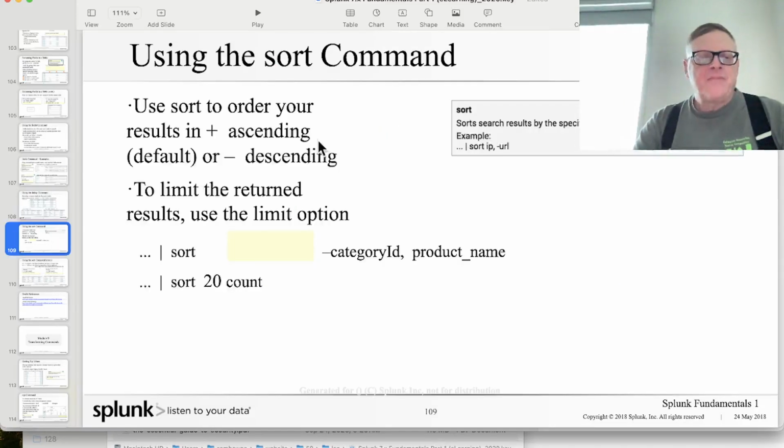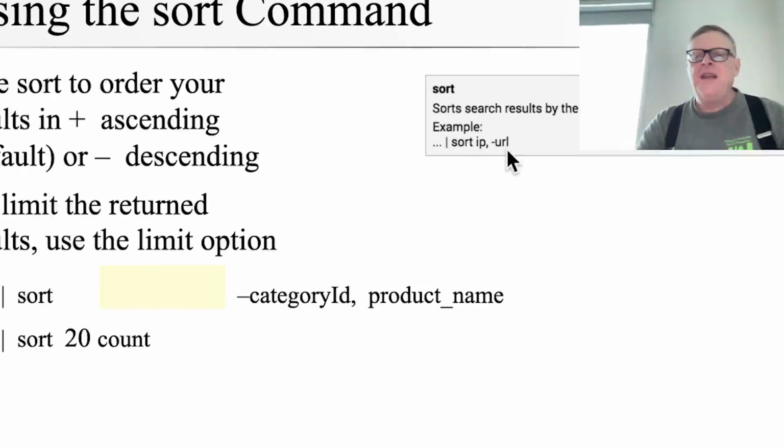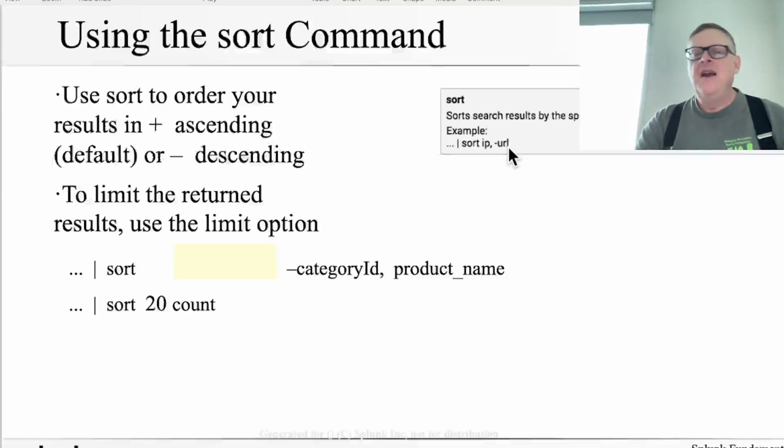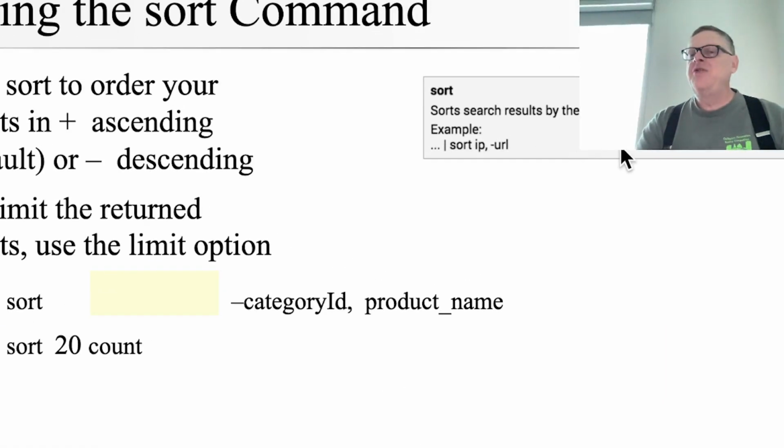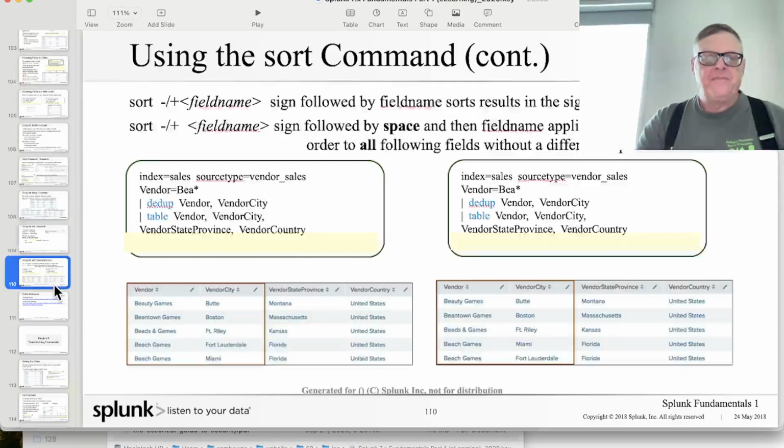So you can sort things. You can sort them ascending or descending. All right. Well, I can hear you're sorting by IP and URL. Ascending IP and descending URL. Put a minus in to get descending. That sort of thing. And you can limit the number of results. You can sort by this and then have a limit 20, so it'll just give you the first 20 results after doing a sort like that. All right, so you can sort plus or minus by field name, and there's something about a space. Plus a space and then the field name applies the sort to all following fields.